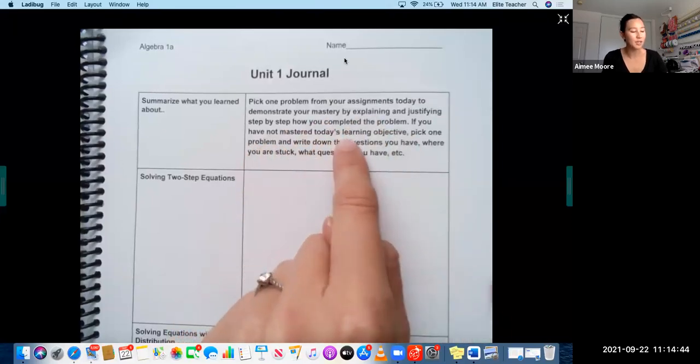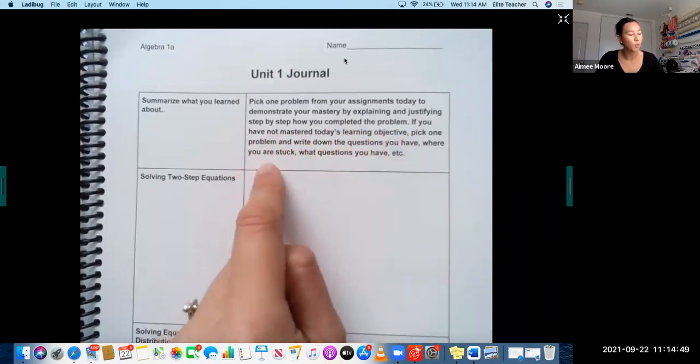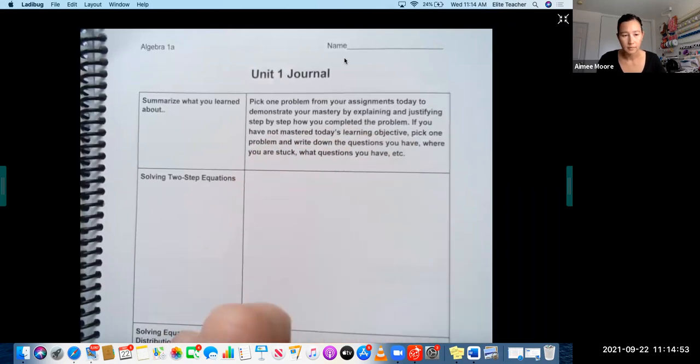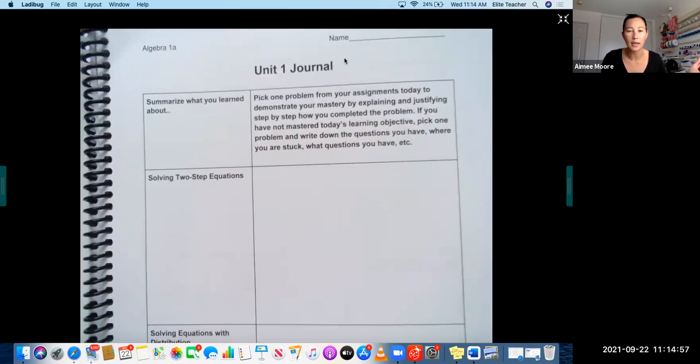If you have not mastered today's learning objective, pick one problem and write down the questions you have, where you are stuck, etc. Okay, so make sure you're completing this. It's on the continued days. So the first day, you're kind of starting the assignments. The second day, once you finish it, after you've been working on it for 2 days, it tells you to complete your journal, and this is what it's talking about.